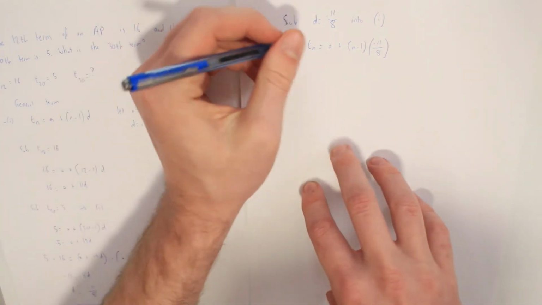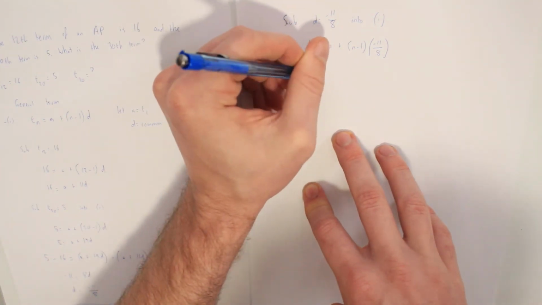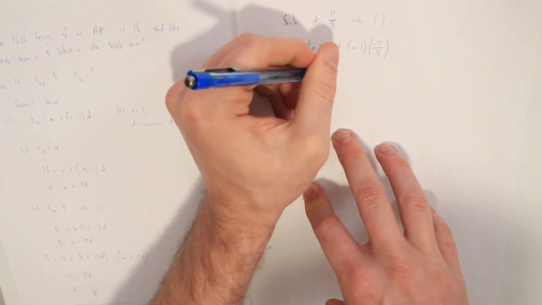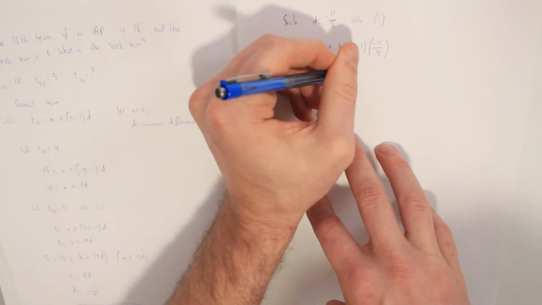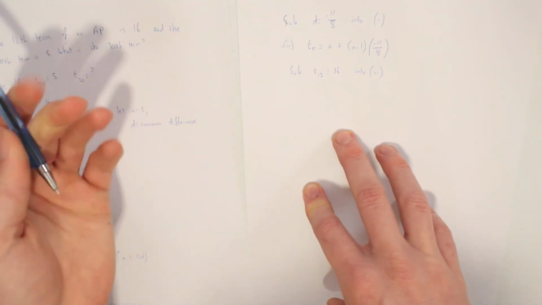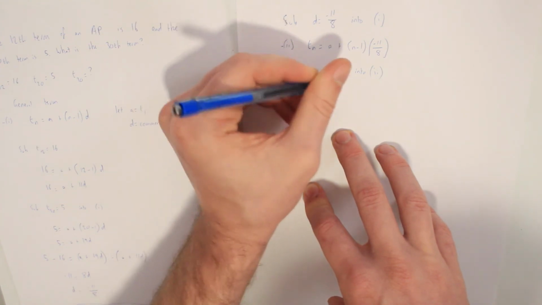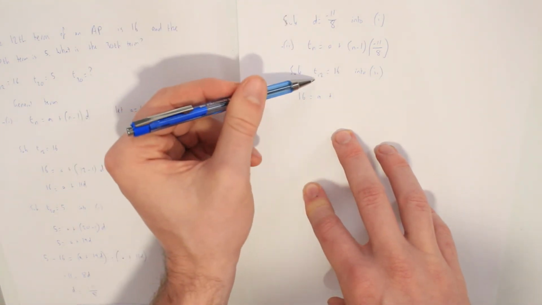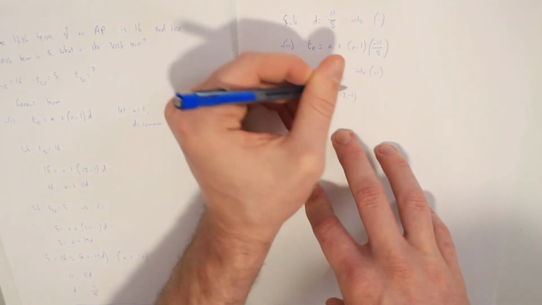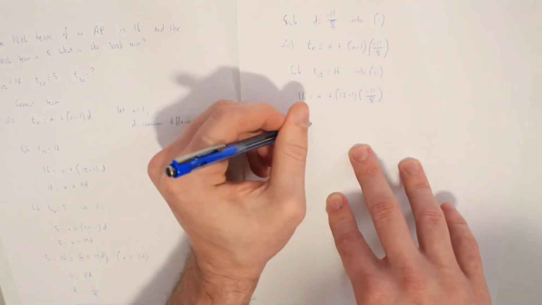Now we can sub in a value for Tn. Let's do the 12th term. T12 we know is equal to 16, into equation 2. So what do we get? We get 16 equals A plus, 12 is our n value in this circumstance, 12 minus 1, multiplied by negative 11 divided by 8.